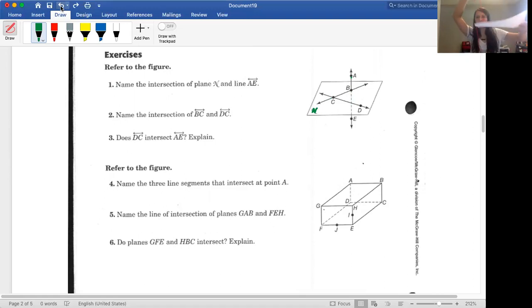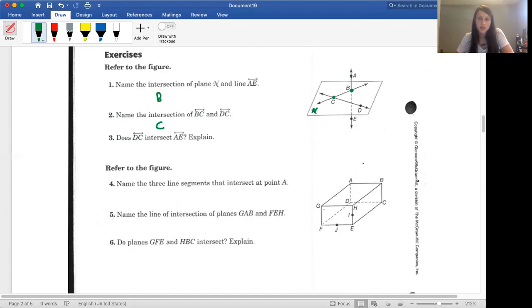It would be like a picture showing there's the line and then the bottom dotted part is on the bottom. So the intersection of plane N and line AE is right here at B. Name the intersection of BC and DC. So BC is right here, DC is right here. Where they cross over is at C.